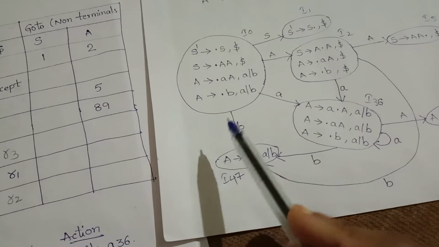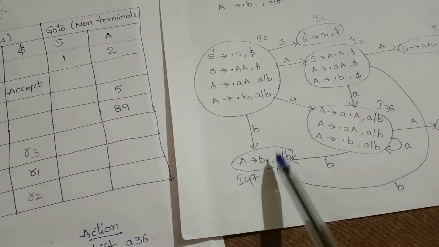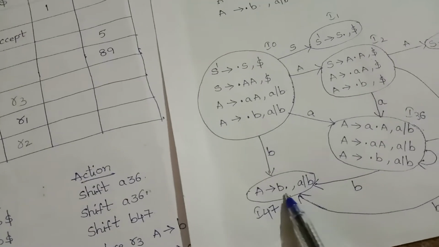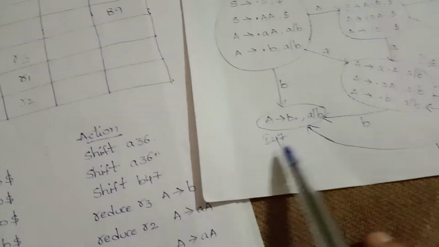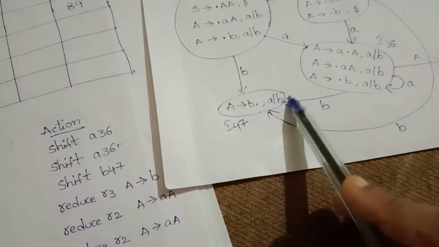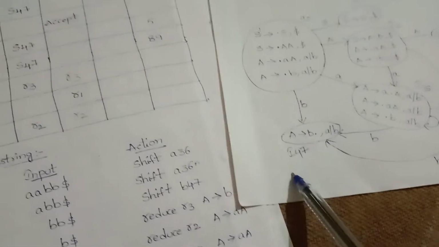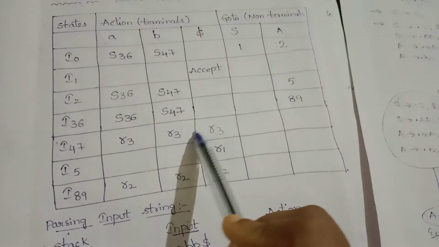Next I47. So check I47. In state I47, it is not moving to any other state, so we need to write reduce here. How do we write reduce here? What is the production we have? A tends to B dot. So A tends to B, what have we written here? R3. So R3 we need to write. Where do we need to write the R3? Only in the look ahead symbols, a and b, in state I47. In place of a and b, we need to write R3.